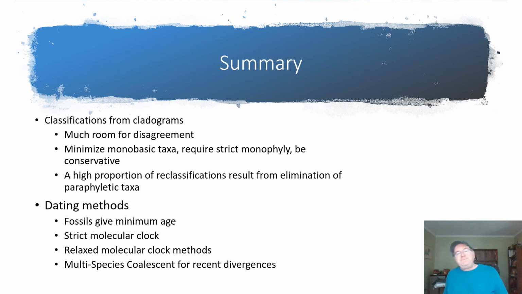So, quick summary. How do we get from cladograms to classifications? There's a lot of room for disagreement. The only relatively firm criterion is that in a classification, all of the taxa that are formally recognized and named should be strictly monophyletic. But other best practices include minimizing the number of monobasic taxa that you include in a classification so that your classification actually does something.